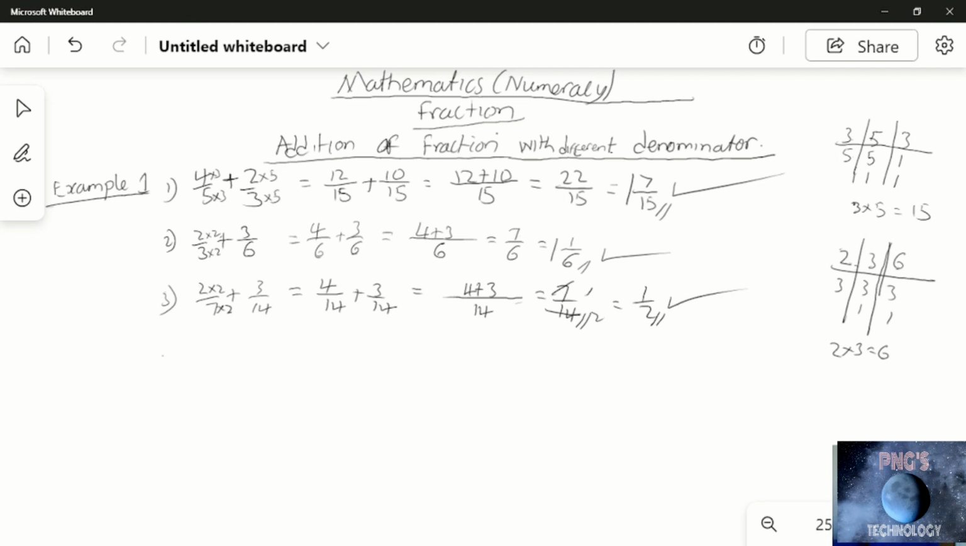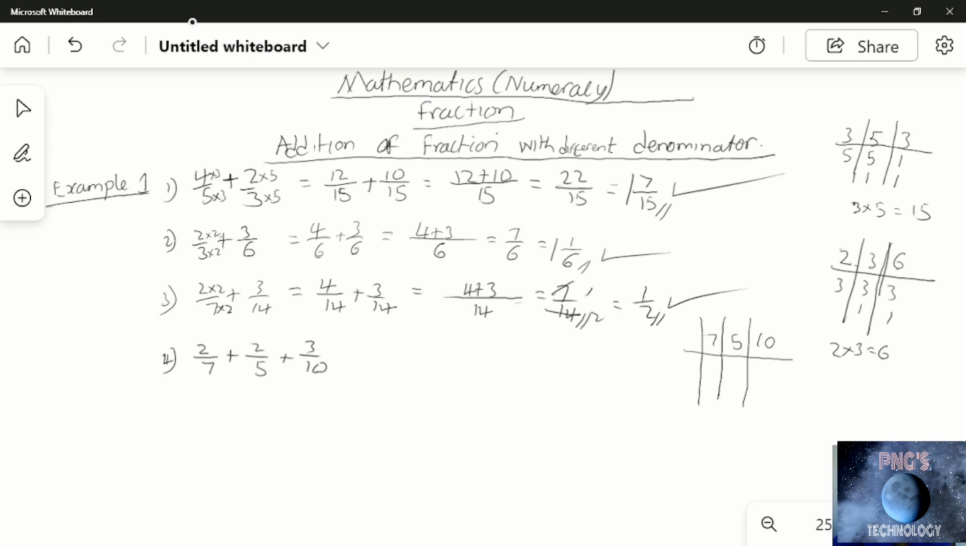Alright, so let's take our next example, example 4. Let's assume we are given a fraction of 2/7 plus 2/5 plus 3/10. In this case, what we're going to do right here is take the LCM of 7, 5, and 10. So the LCM of 7, 5, and 10. Let's draw them in tabular form.